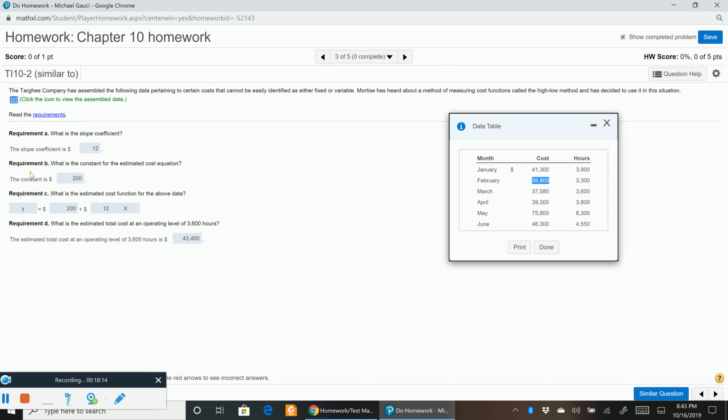Now the second requirement is asking for the constant. The constant is the fixed cost. So the slope coefficient is the variable cost per unit. The constant is the fixed cost.